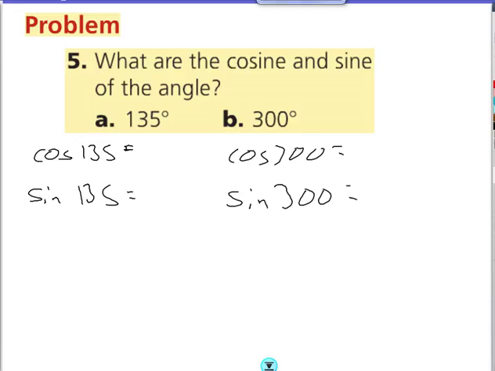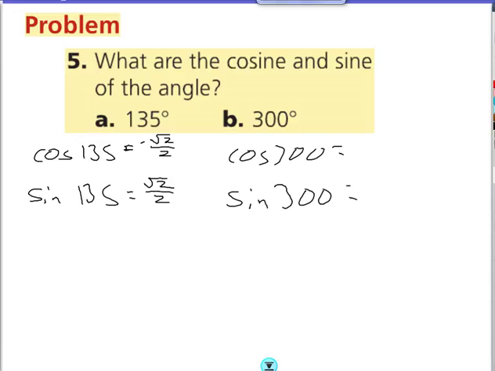Negative square root of 2 over 2. For cosine, what'd you say? Negative square root of 2 over 2. Why? How'd you know it was that? X value of the point at that degree measure. What's the sine of 135? Square root of 2 over 2. How come? That's the y value. It's the y value of the coordinate of the point at that angle measure.